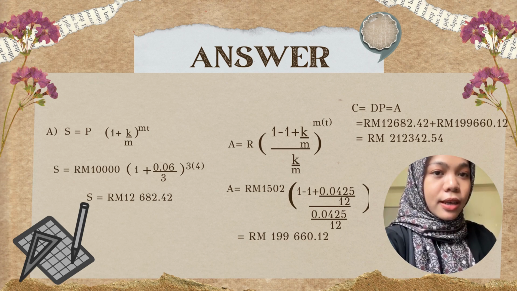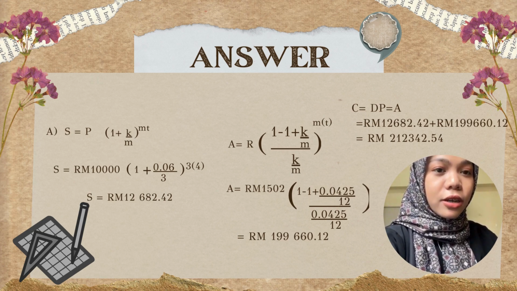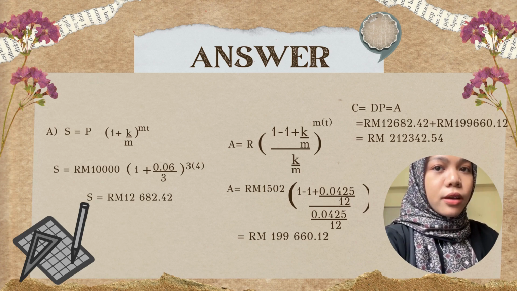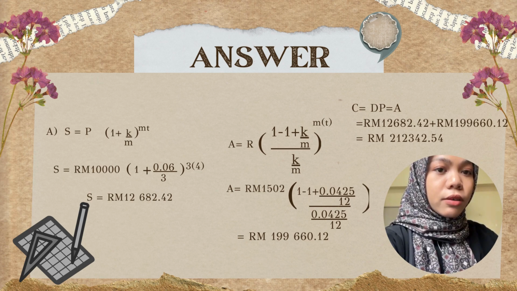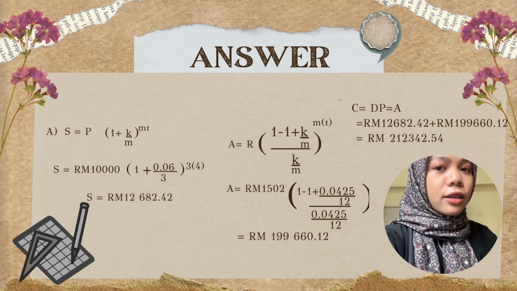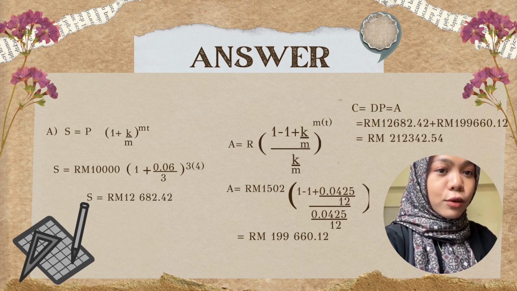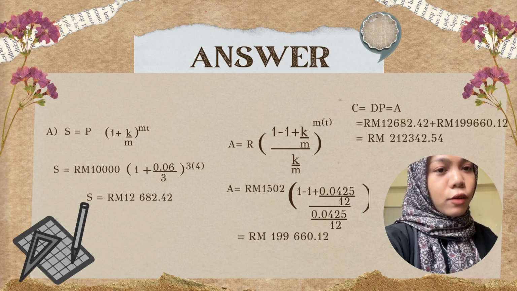Question B is, the balance of the shop lot price was financed through another bank that charged an interest rate of 4.25% compounded monthly. The loan was to be paid by making RM 1,502 every month for the next 15 years. And then the question wants us to find the cash price of the shop lot.